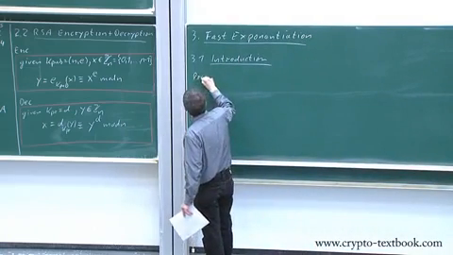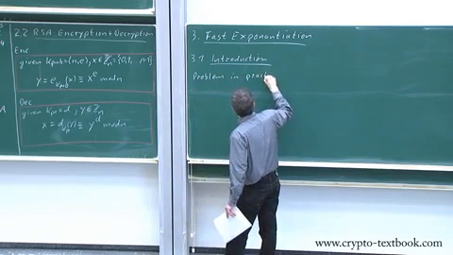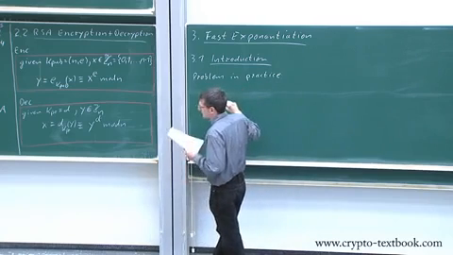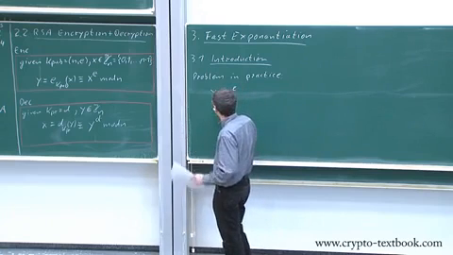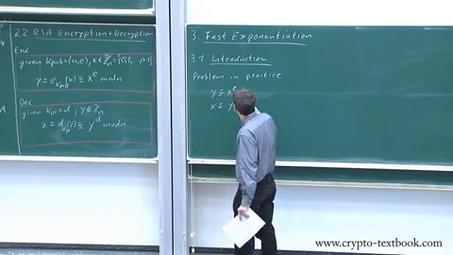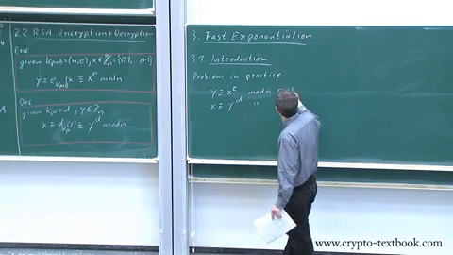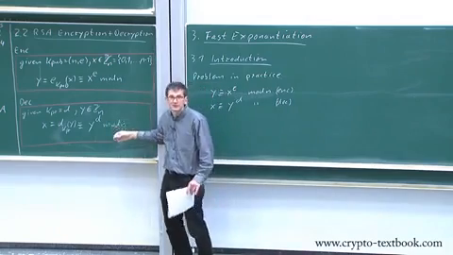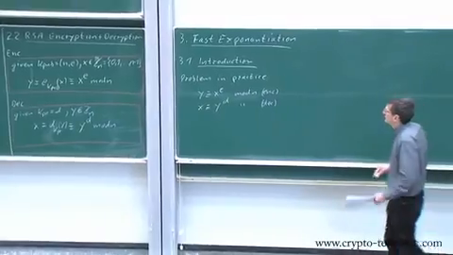Again, the motivation is that we have the following problem. In practice, we have to compute x to the e for encryption, and we have to compute y to the d, both mod n. This is encryption, this is decryption. You don't have to copy that, it's here, right? Just to make nice notes for your notebook.